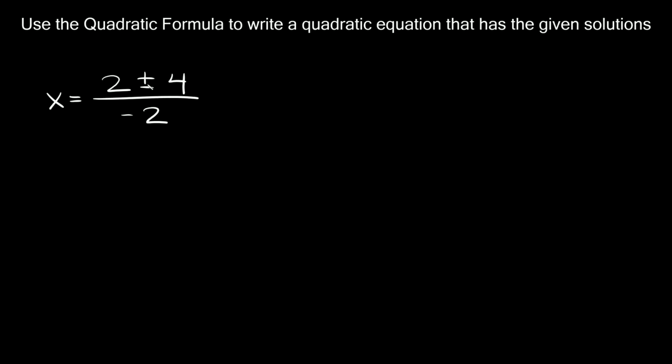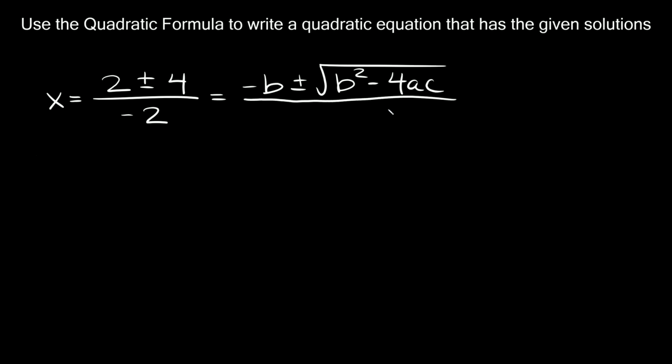So here we have x is equal to 2 plus or minus 4 all over -2. All right, so again, we can just set this equal to the quadratic formula. So -b plus or minus the square root of b squared minus 4ac all over 2a. Okay, so let's solve for a first.